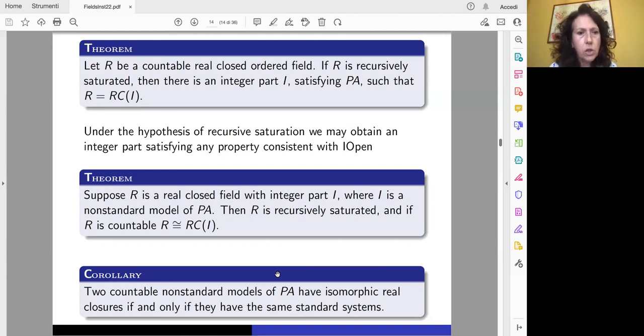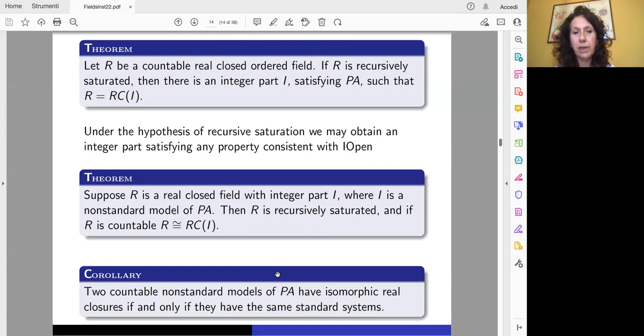And on the contrary, if we take a real closed field which has an integer part which is a non-standard model of Peano arithmetic, then R is recursively saturated. And if R is countable, we have an isomorphism between the starting real closed field and the real closure of I. So for countable real closed fields, having an integer part which is a model of Peano arithmetic is equivalent to being recursively saturated.